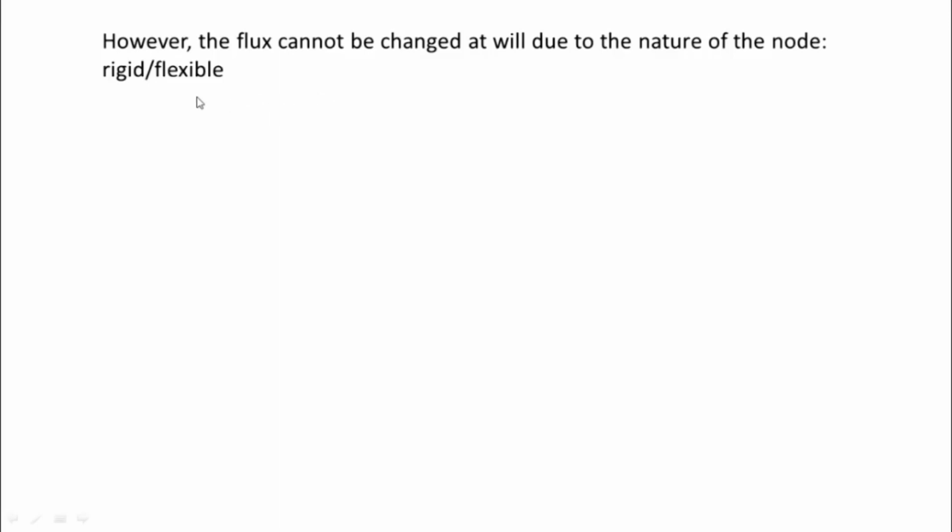This is fine, but the main reason why this is not so easy is that the flux cannot be changed at will due to the nature of the node. Okay, in all nodes, you just cannot say we'll take more carbon through this branch and stop the other by probably cutting off the enzyme that is responsible for this branch and so on and so forth. It will not happen. Okay, let me very briefly tell you what it is. There are 2 kinds of nodes that are possible. It could be a rigid node or a flexible node.